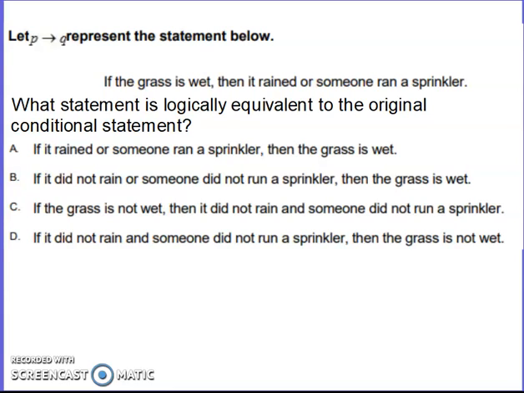Alright guys, today we're going to go over the Unit 1 Remediation Study Guide. Starting at the first question, let P→Q represent the statement below. I know that "the grass is wet" is P, and "it rained or someone ran a sprinkler" is Q. I want to know what statement is logically equivalent to the original conditional statement.